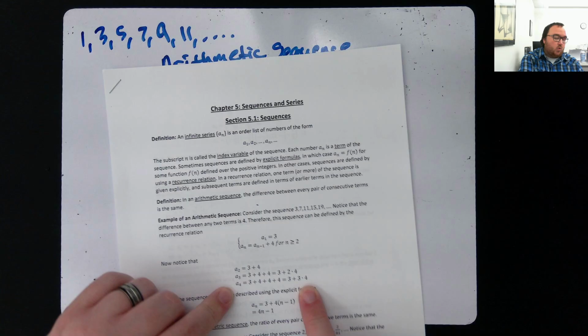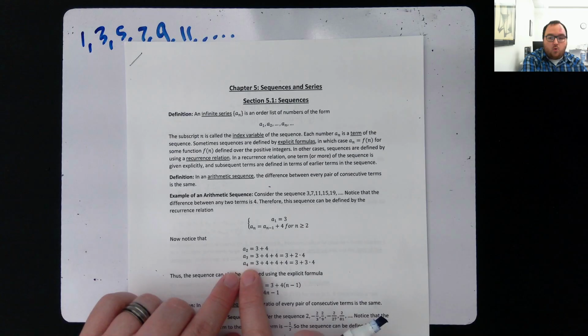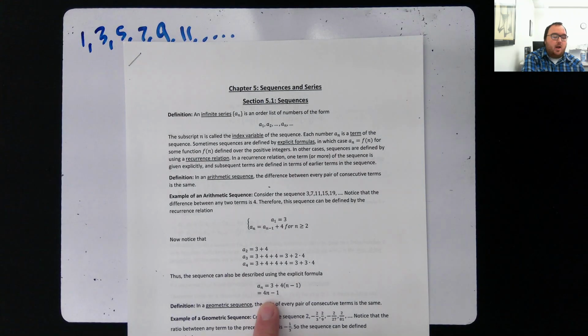Therefore, I could write this as a_n is equal to 3 plus 4 times (n minus 1). Because for a3, I added 4 twice. For a4, I added 4 three times, right? So it's 3 plus 4 times (n minus 1). If I simplify that, I get 4n minus 1.